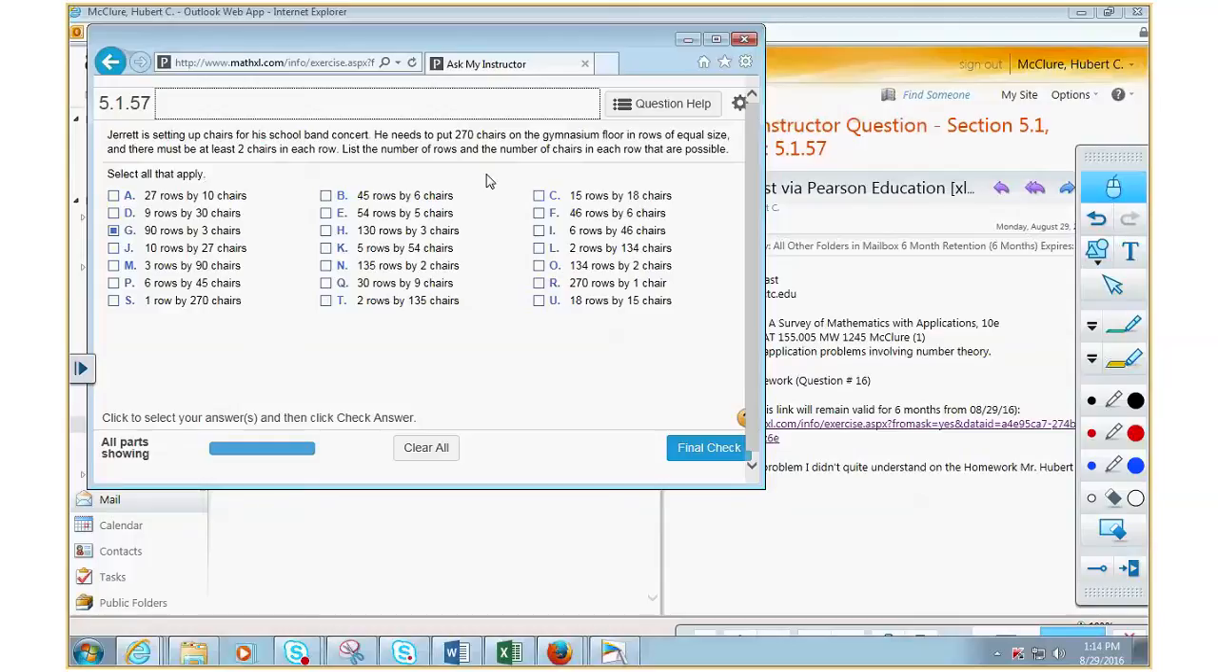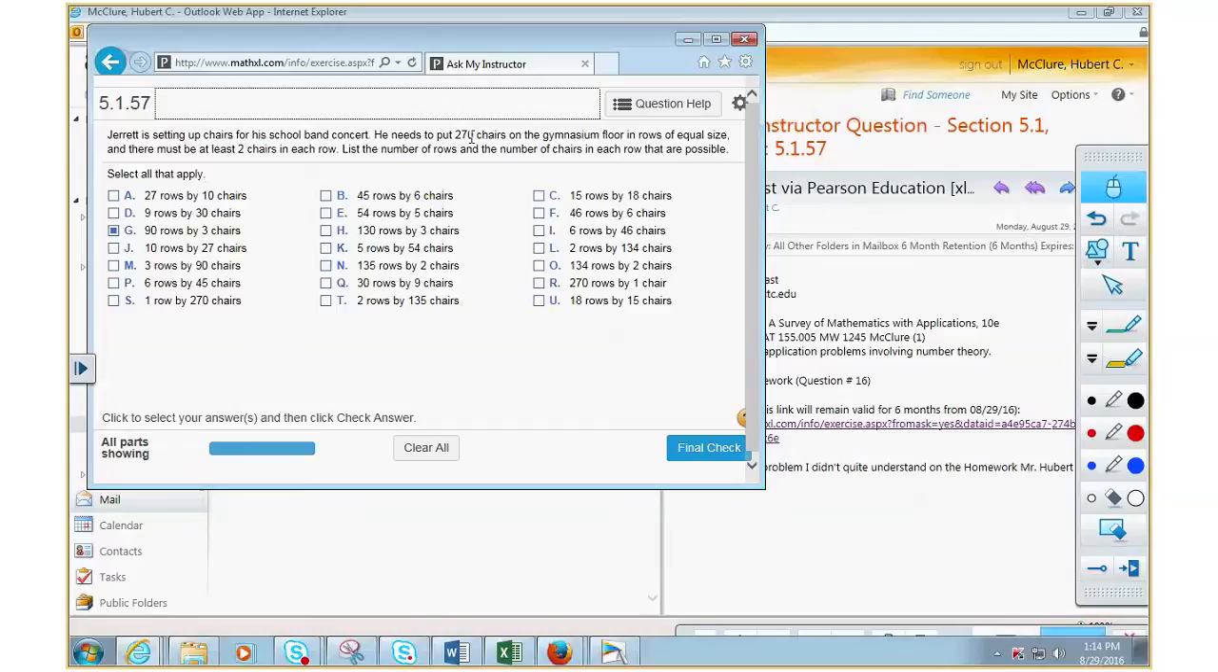4 times 8 is 24, but that leaves 30. No, 4 is not. 5: well, it ends in 0, so yes, it's divisible by 5. 6, nope. 7, nope. 8, nope, because that's 0. 9: well, 3 is divisible into it, so 9 is divisible into it. So that'd be 9 times 30. 10: 10 times 27.